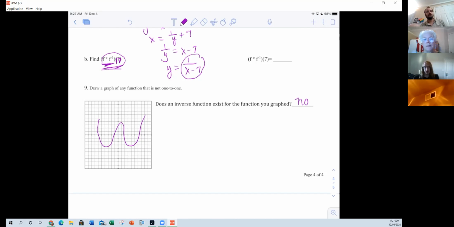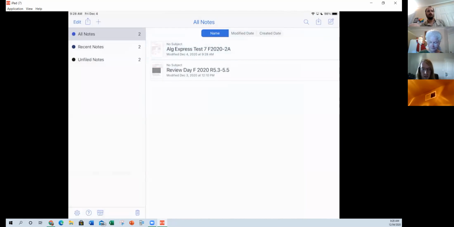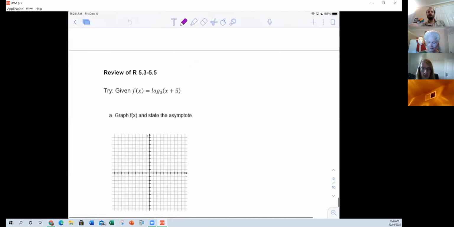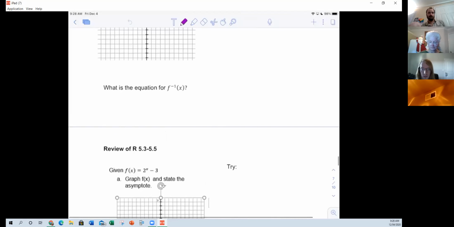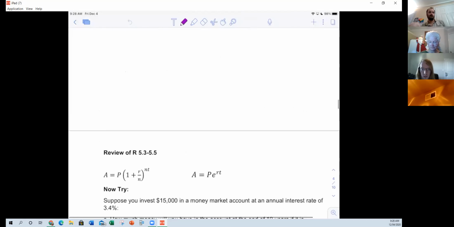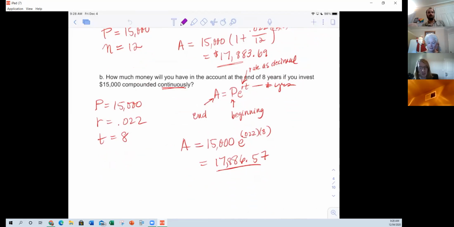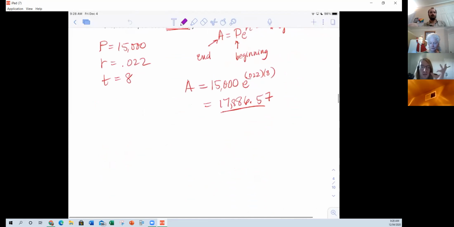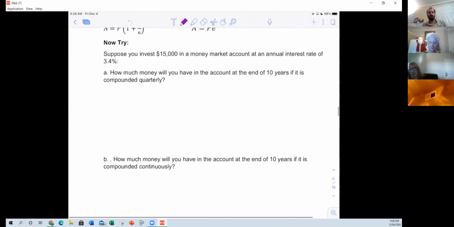Okay, so now let's go back and finish what we were doing yesterday. And we stopped right here. How much money will you have in the account at the end of 8 years if you invest continuously? So I want y'all to try these two problems.